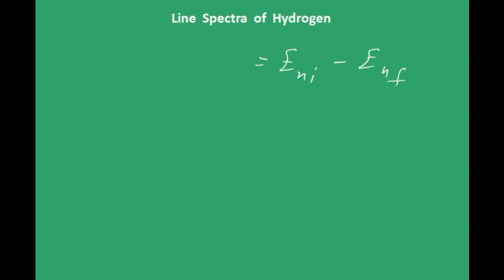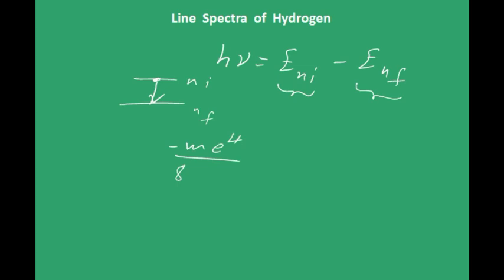I'll explain you. We know that the energy of photon is given by h times the frequency of photon, right? Minus m e power 4 by 8 epsilon naught square h square, and here you have n square. This is the energy of nth orbit, right? So let us put this one in this equation. So I'll get the energy, or h into frequency, when the electron makes transition from i to f.